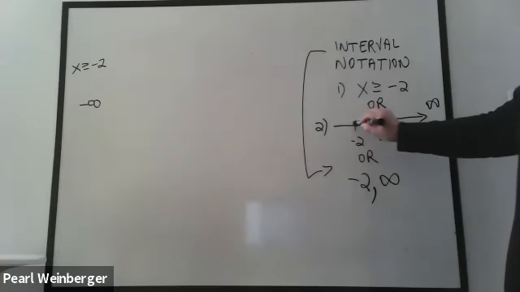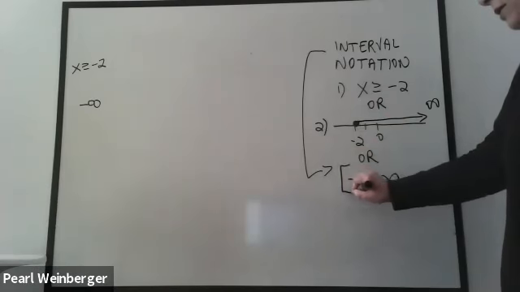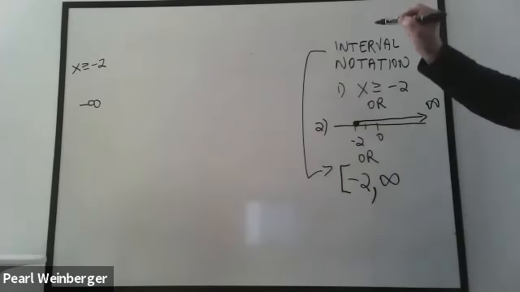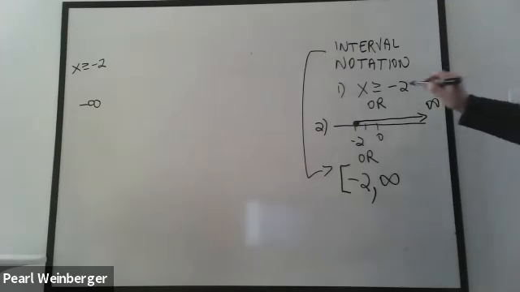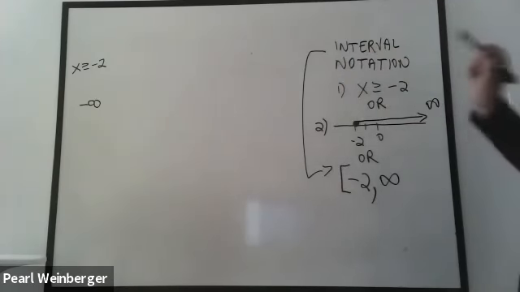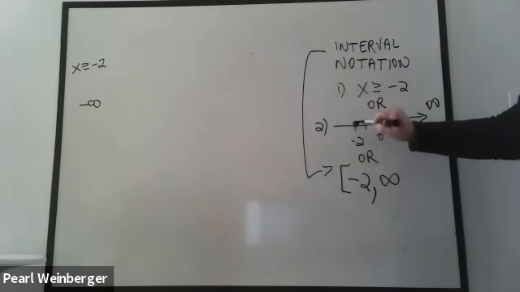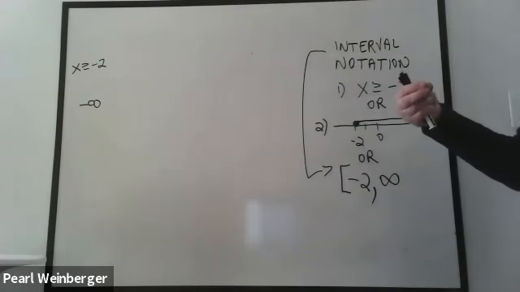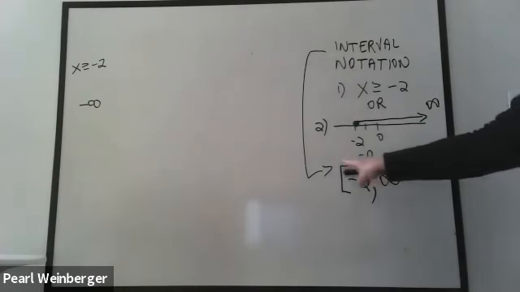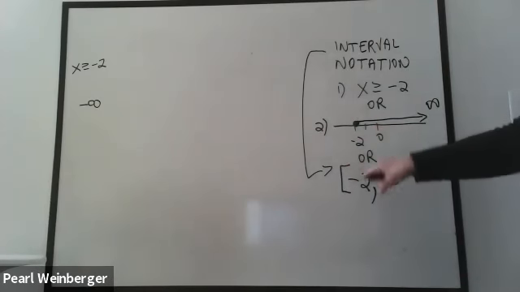When you're dealing with a filled in circle, you use a bracket. When you're dealing with an open circle, in other words, just a plain greater than, that's when you use a regular parentheses. So at -2, since this -2 is included, that's why we're going to use the bracket.